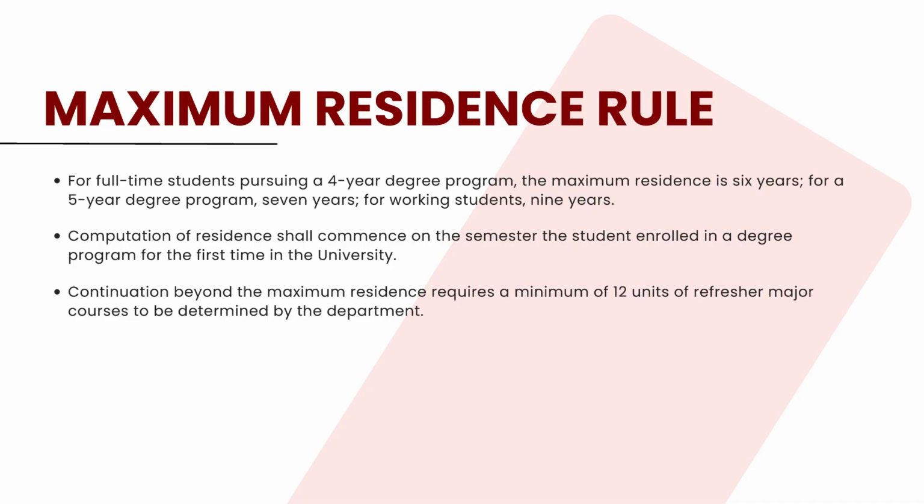For a 4-year degree program, you must complete it within 6 years. For a 5-year degree program, within 7 years. For working students, the maximum limit is 9 years. This clock starts counting from the very first semester you enroll in your degree program. Exceeding this limit without graduating requires taking a minimum of 12 units of refresher major courses specified by your department.